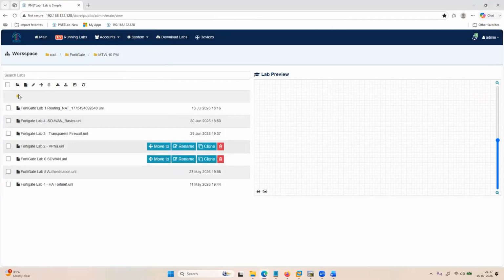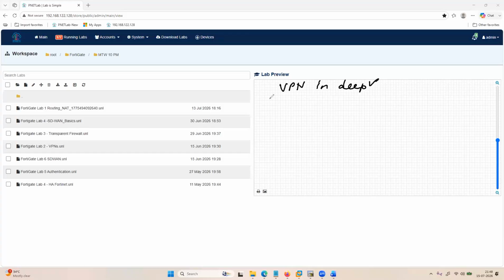No problem. So guys, VPN is done, right? I just told you about that topology. There we will be covering VPN in depth. And again, you are going to get a lab guide. Everything will be written there, no need to search here and there. And how that lab guide will look inside your lab, let me tell you.